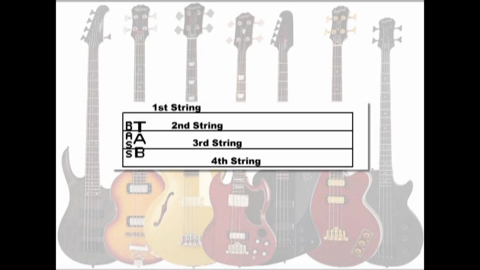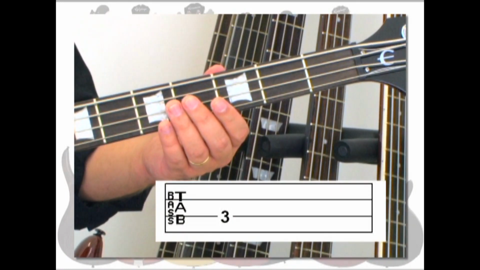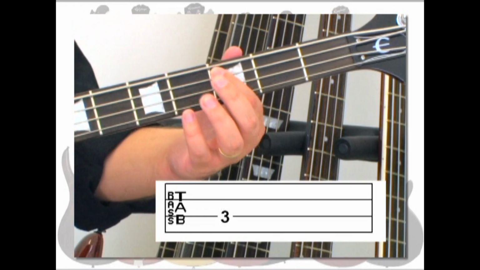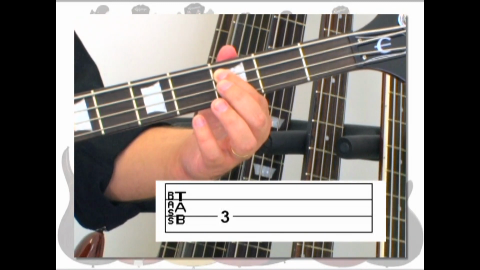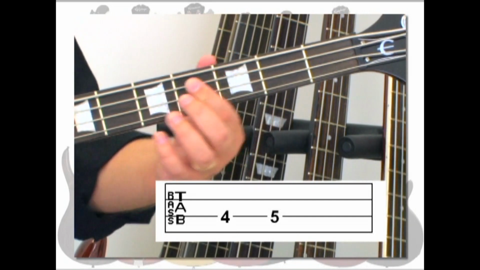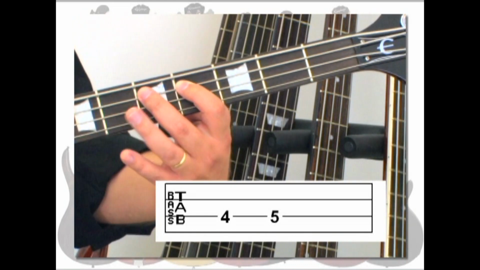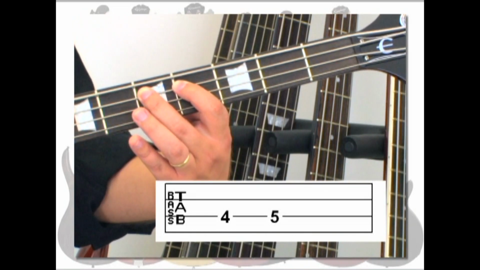Instead of using musical notes for each line, numbers are used to represent the fret that is to be played. For example, if a 3 is written on the 3rd line, you would play the 3rd fret on the 3rd string. If a 4 is written on the 3rd line, followed by a 5, you would play the 4th fret on the 3rd string, followed by the 5th fret on the 3rd string.